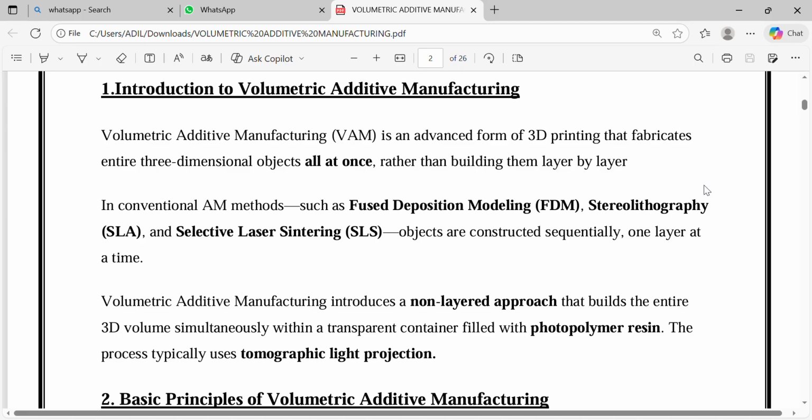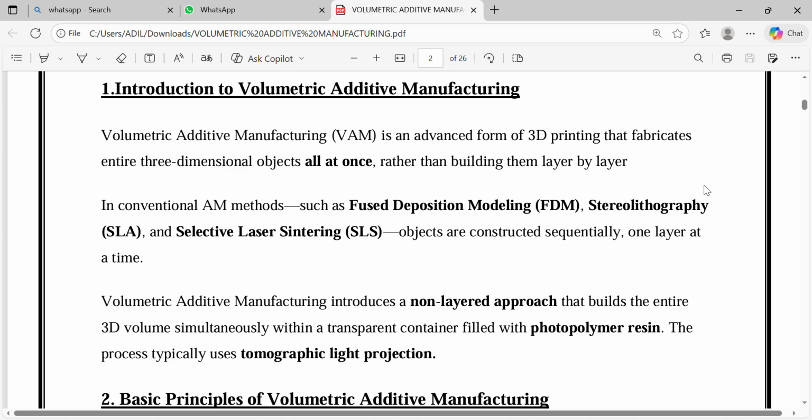Stereolithography is also a 3D printing technology. It uses photopolymerization. It has high resolution and accuracy. It creates complex geometries. Selective laser sintering is a 3D printing technique. It uses a laser to fuse particles. It has no support structures. It creates complex geometries. In these three technologies, objects are constructed sequentially one layer at a time. But in volumetric additive manufacturing, the whole object is formed all at once.